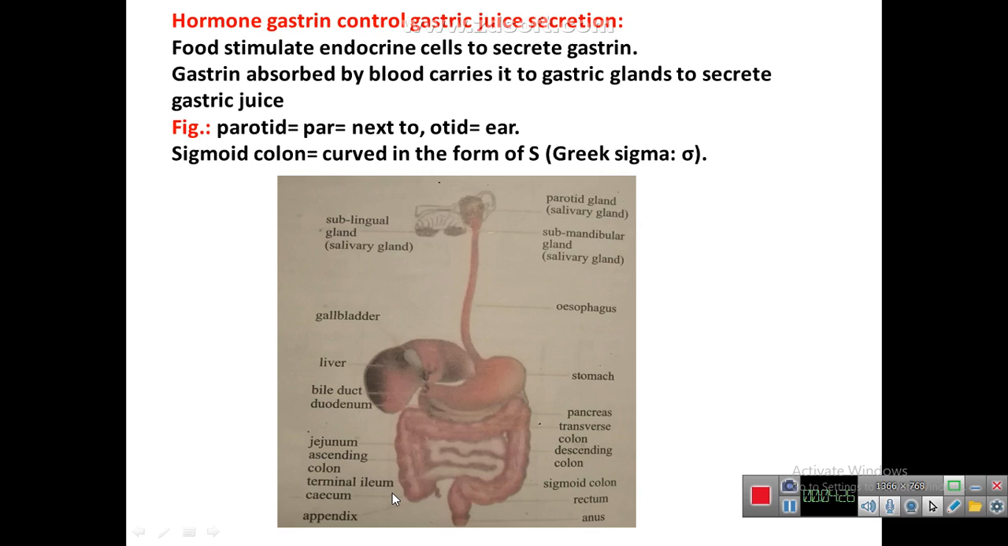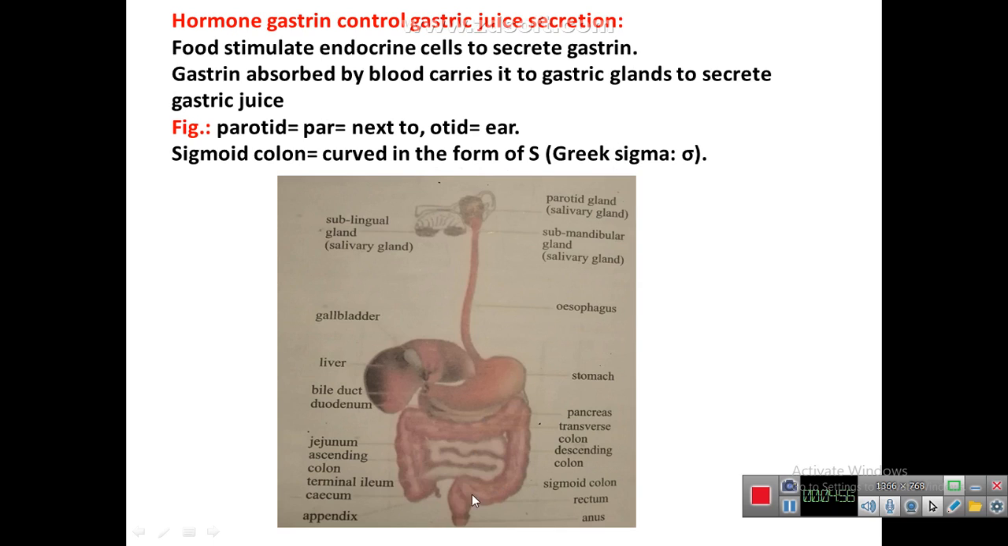Second part of the large intestine, colon. 4 parts of the colon. The part of the colon that moves upward is known as the ascending. This one is known as the transverse colon. The part that moves downward is known as the descending, and this one is known as the sigmoid colon. Sigmoid colon is named because it is curved in the form of S, Greek sigma.